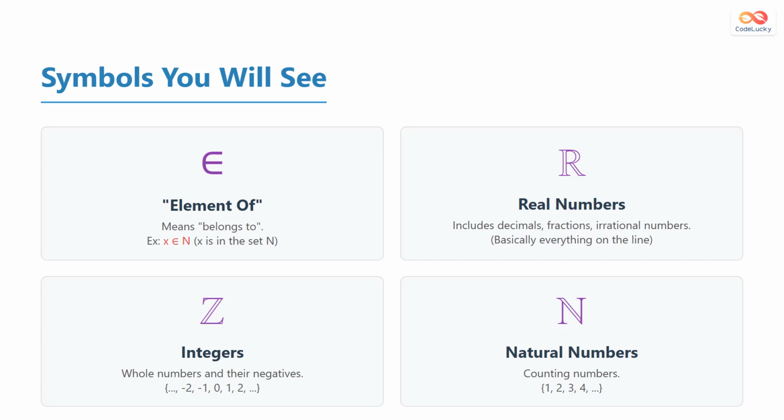You will often see special symbols inside the notation. The symbol looking like a curved E means "is an element of." The double-struck R stands for real numbers, which includes decimals and fractions. The double-struck Z represents integers, and N is for natural or counting numbers. Specifying the domain tells us which types of numbers are allowed.